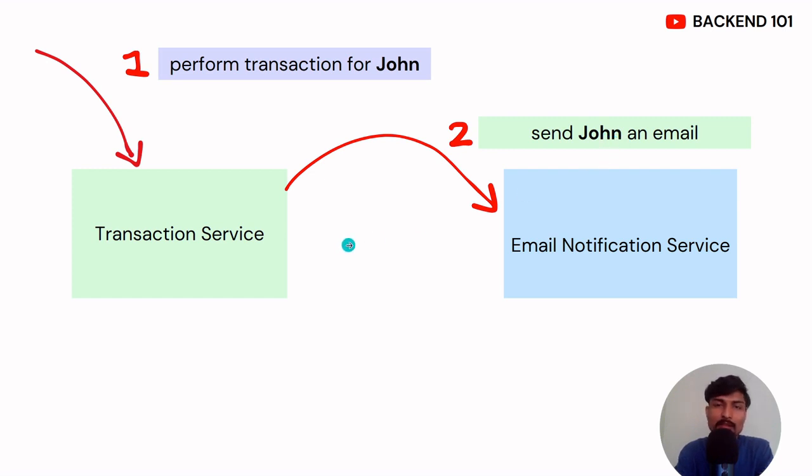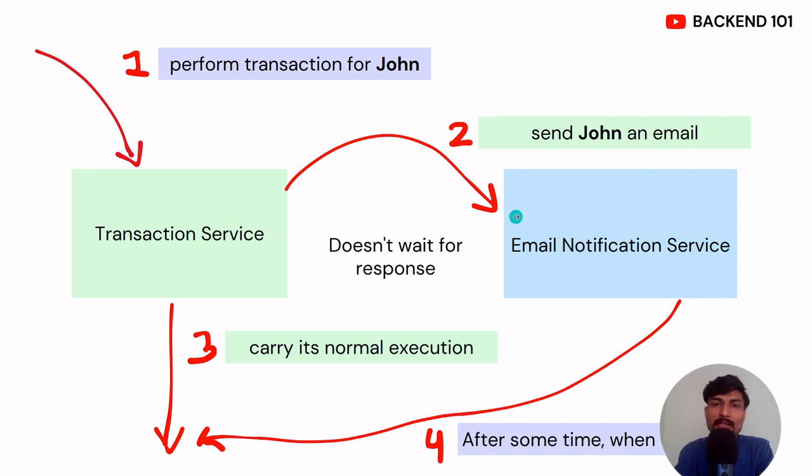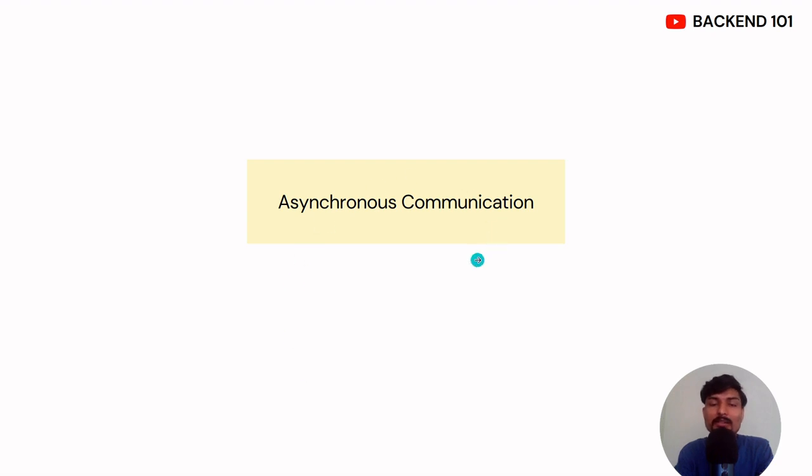In this example, unlike in the previous, the transaction service does not need to wait for the response of the email notification service. The transaction service doesn't wait for the response and it carries on its own normal execution. At a later point in time, when the email notification service successfully sends an email, it will send a response to the transaction service. This is known as asynchronous communication. The calling microservice does not need to wait for the response of the target microservice.